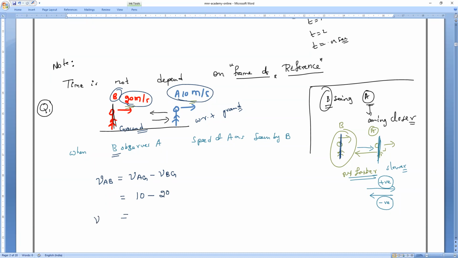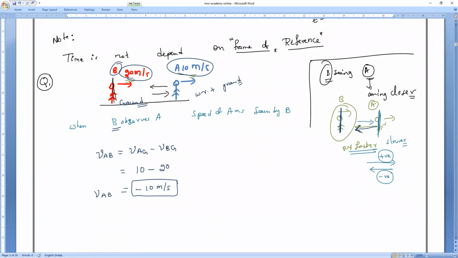So when B is our observer, what is the relative velocity of A? Plus 10 or minus 10? Minus 10 meters per second. Minus 10 means he appears to be moving forward or backward? Backward direction. Clear? But actually who is moving there? B is moving. Yes or no? B is moving towards A. Clear, everybody? Understood? Yes, sir.